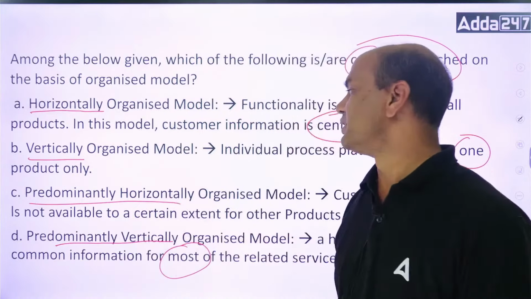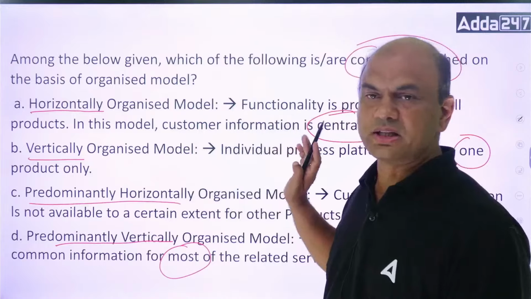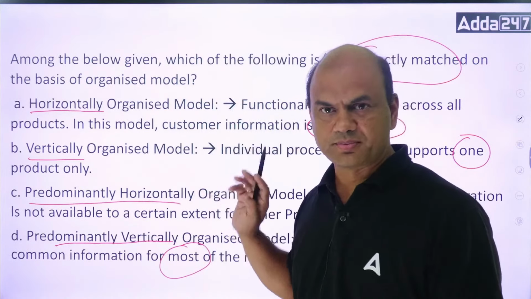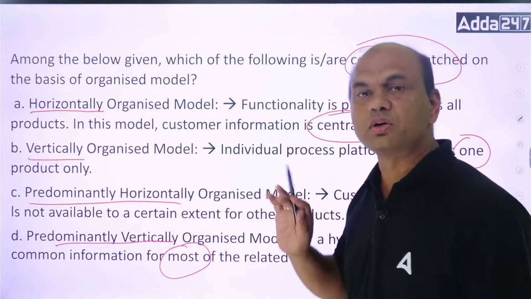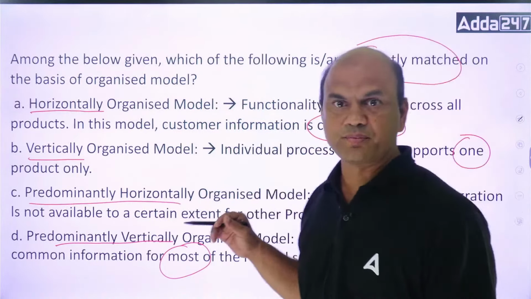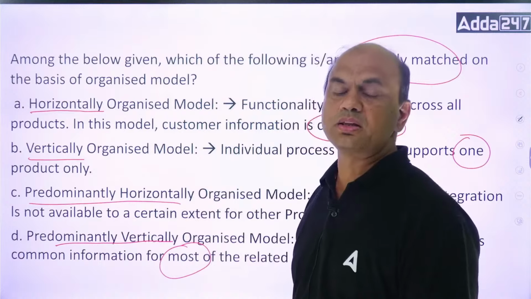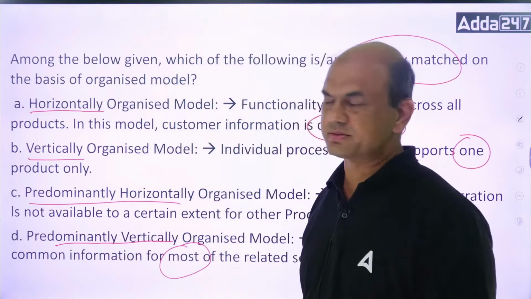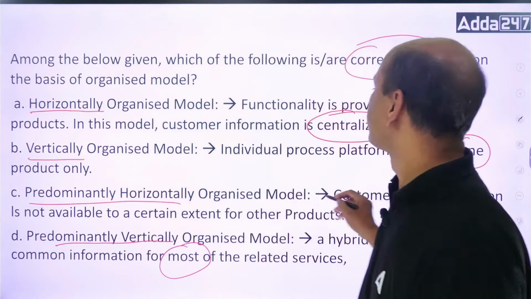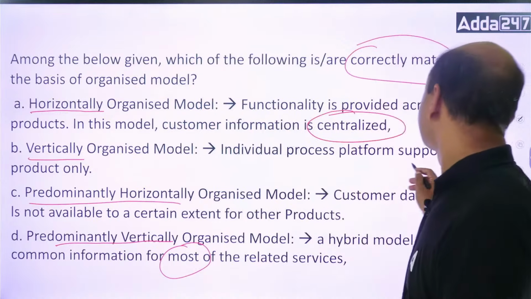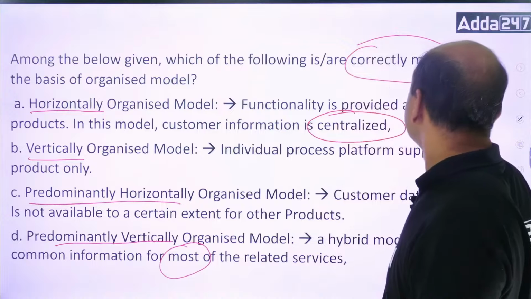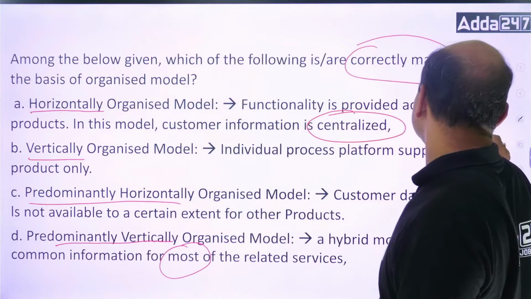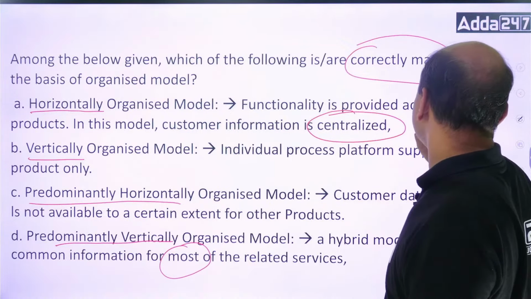And about this, firstly let's go one by one. Horizontally organized model: so data is centralized. This is not the case, right? Just now I told you, in the horizontally organized model, the data is product wise. So individual process platform supports one product only. Now remember, these two are interchanged. This should be here and this should be here.